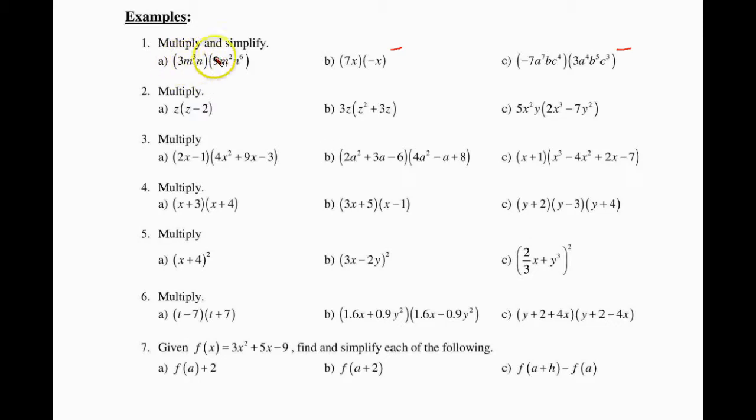So 3 times 9 is 27. We determined it was going to be a positive. And now we just add our exponents. M to the third, m to the second, m to the fifth. Now keep in mind there is a 1 there. So n to the first, n to the sixth, n to the seventh. We already determined the sign. It's going to be negative. So this is going to be negative 7x.